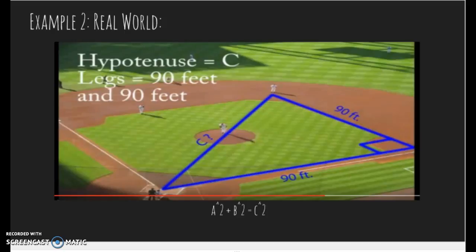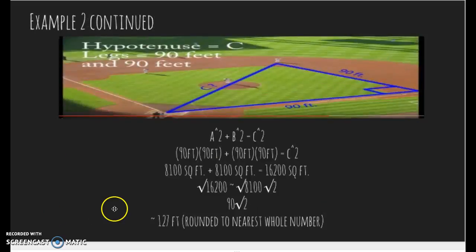If I take a leg A, first to second base, and I take leg B, which would be home to first base. So when I do the math on that particular one, we have 90 times 90 feet plus 90 times 90 feet, they're the same, equals c squared. So 8100, if I do 9 times 9 is 81, and I add 2 zeros, 8100 plus 8100 equals 16200 square feet. The square root of that breaks down to approximately 127 feet when I round to the nearest whole number.